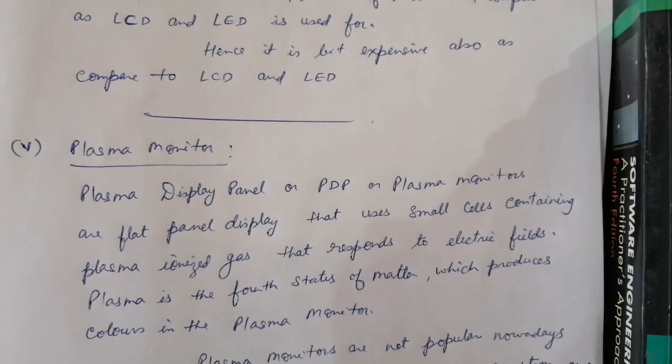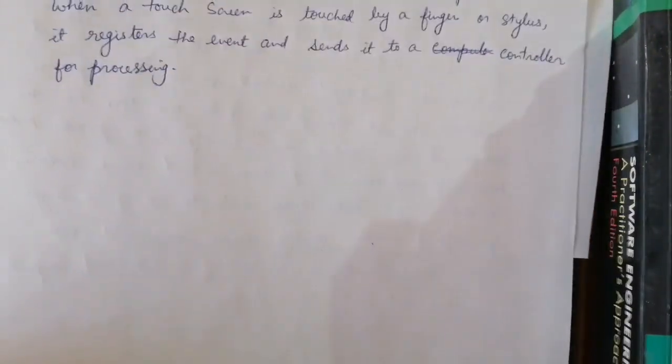Nowadays it is not popular because it has more weight, and it is expensive also. It consumes more power, and the size also. Plasma monitor is big. It is big in size. That is why it is not very popular nowadays. But it produces good quality images.